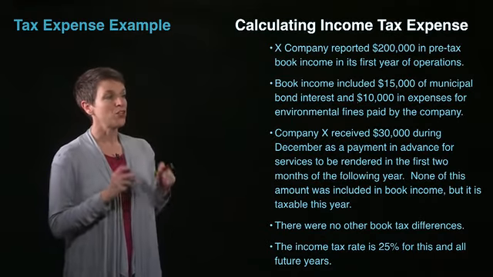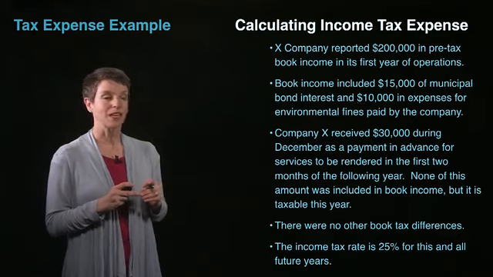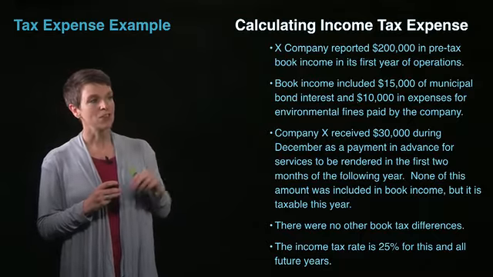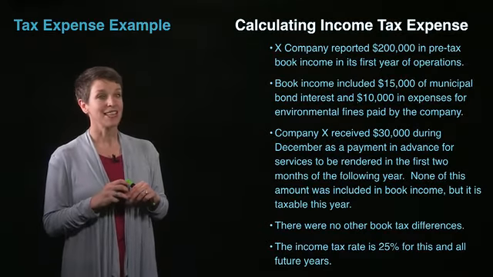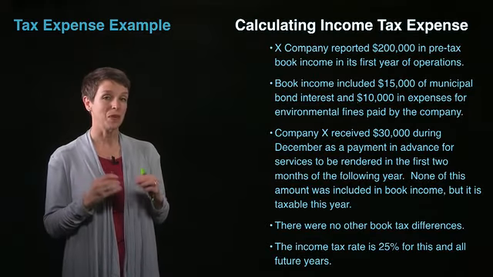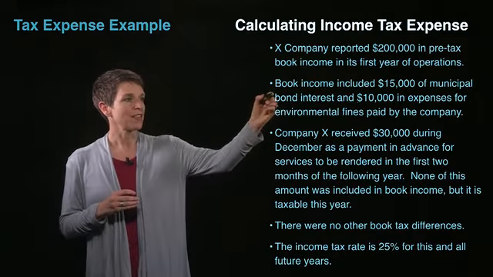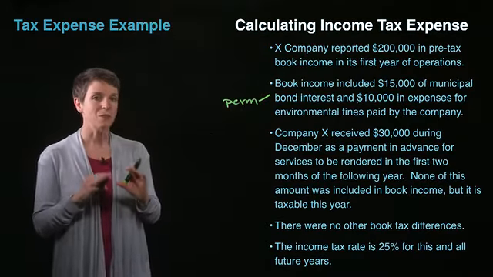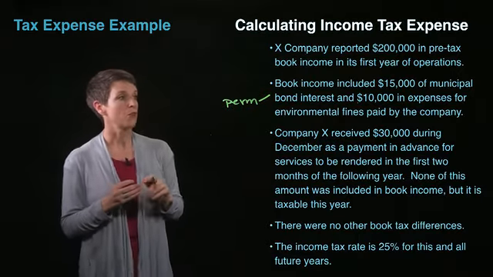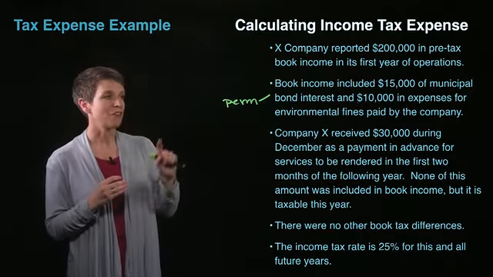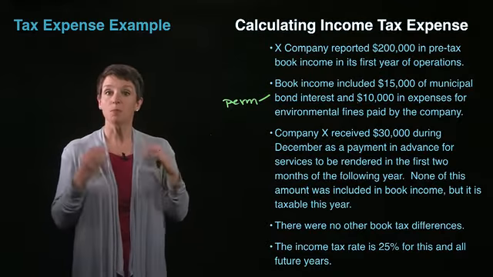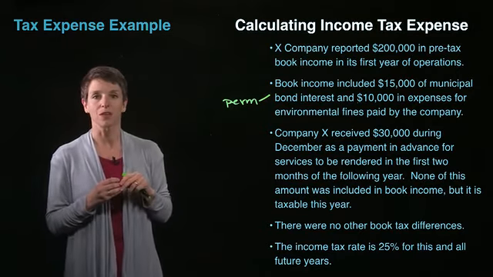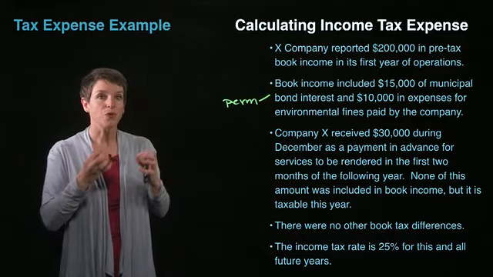Company X reported $200,000 in pre-tax book income in its first year of operations. Book income included $15,000 of municipal bond interest and $10,000 in expenses for environmental fines and penalties. Remember, these are permanent differences, so they will never be part of our tax return. So the revenue will never be taxed and the fine will never be deducted. But both of them are going to show up in our book income. They're already in that $200,000 number. So we need to make an adjustment to pull them out.